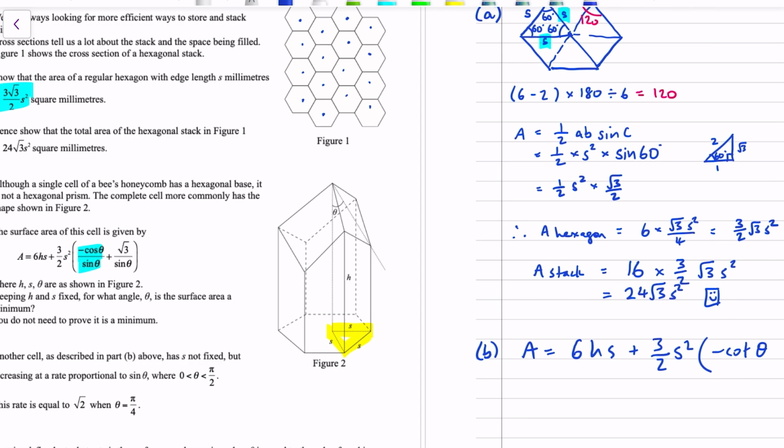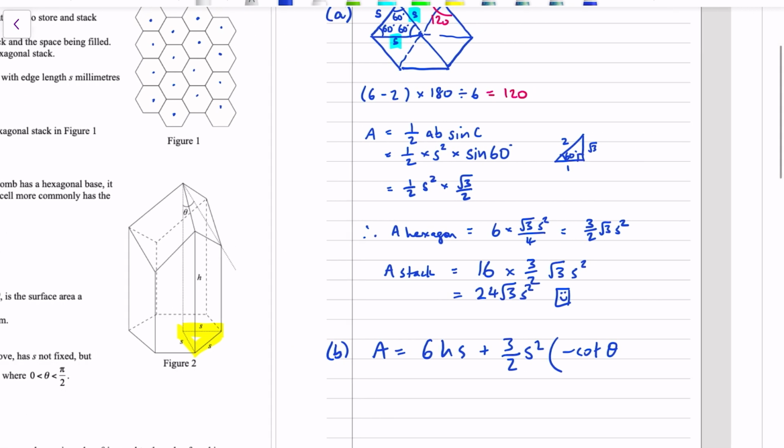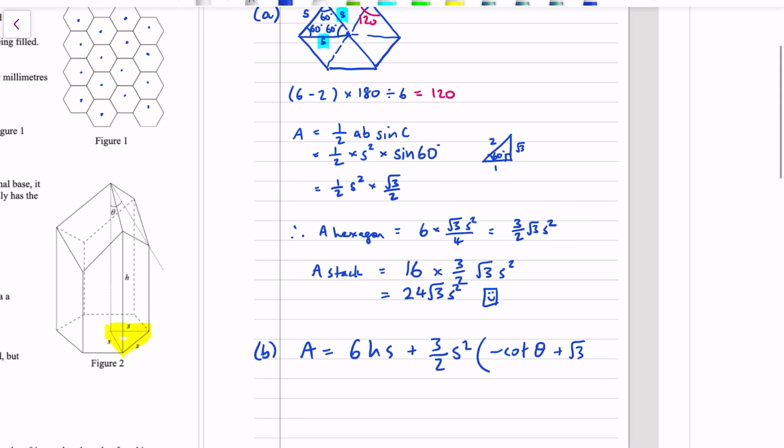I can bring the sine theta up as sine theta to the power of -1, or I can use the fact that when I divide by sine, dividing by sine is the same as the cosec function. So root 3 over sine is the same as root 3 cosec theta. Okay, now there's the function we need to differentiate.